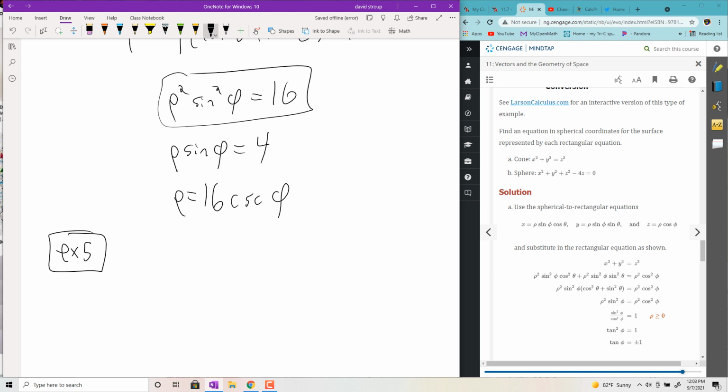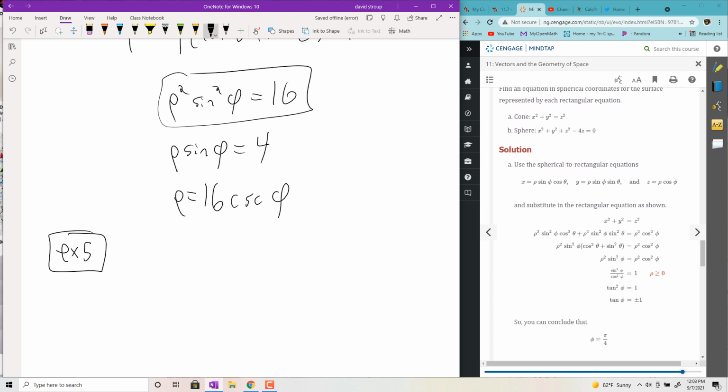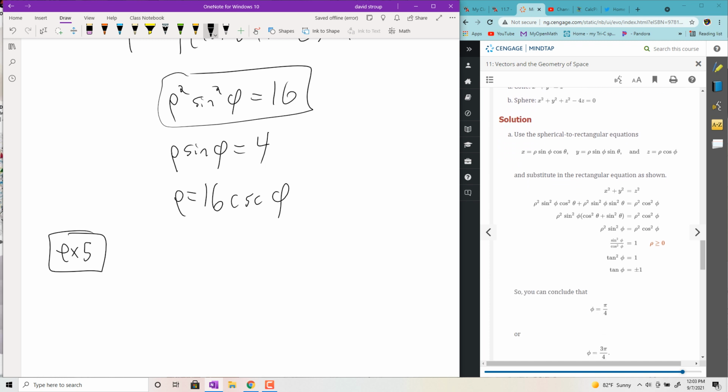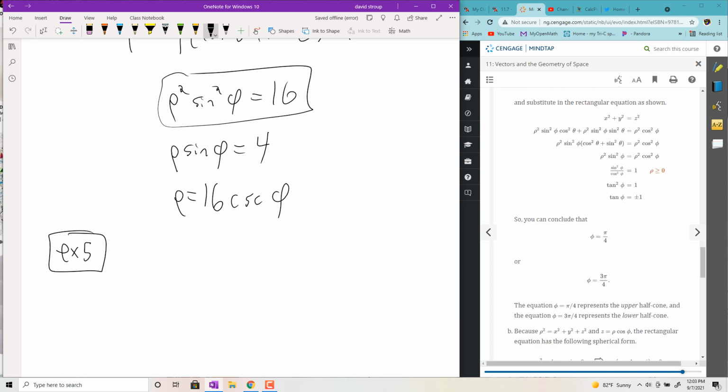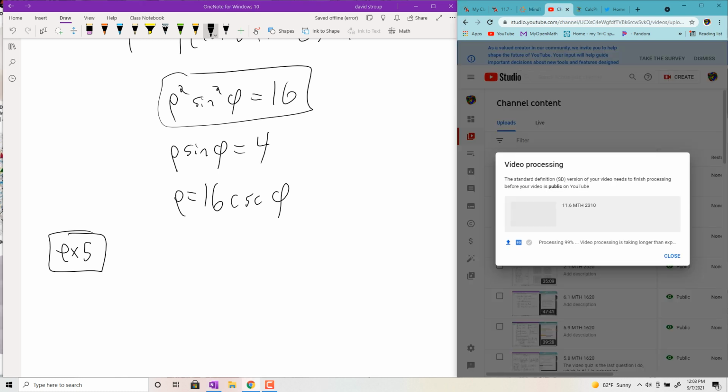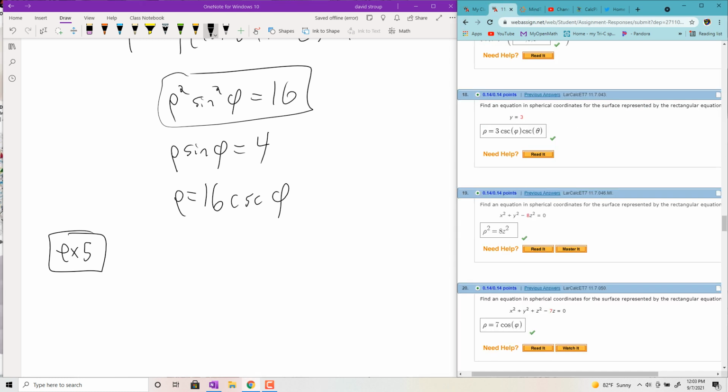They're looking for the equation of a cone. And you see how they go through this, and then they do the square root and get plus or minus. It'll turn out in the software, you don't need to list the plus and minus. You could just put phi equals whatever.